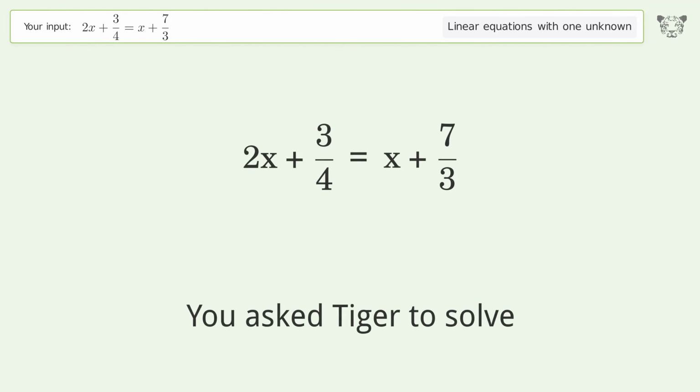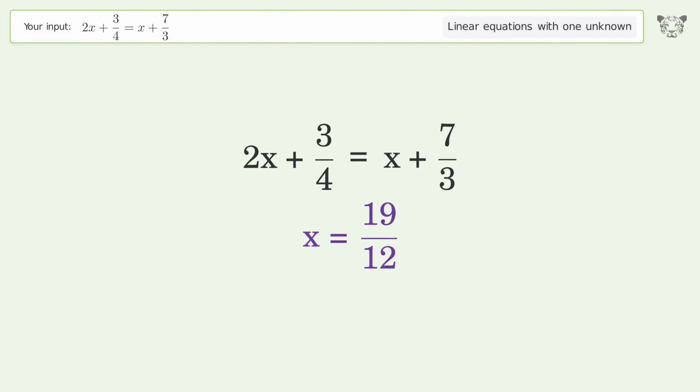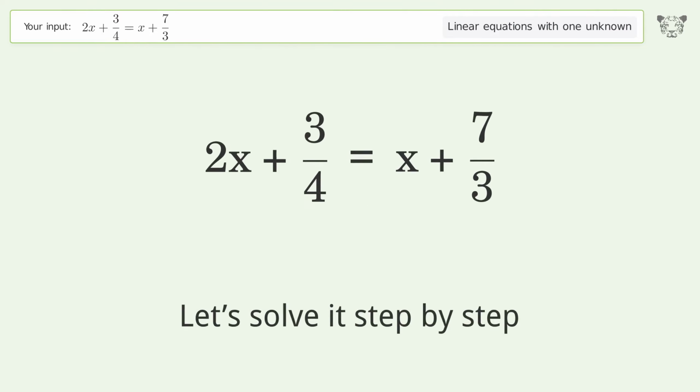You ask Tiger to solve. This deals with linear equations with one unknown. The final result is x equals 19/12. Let's solve it step by step.